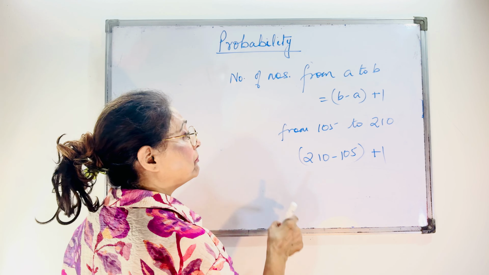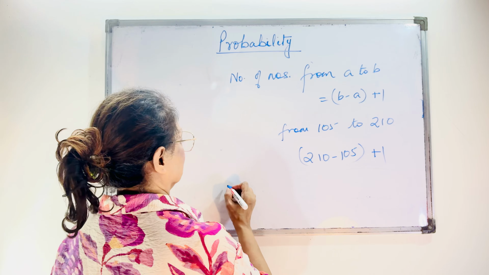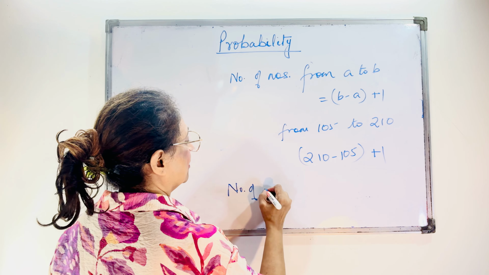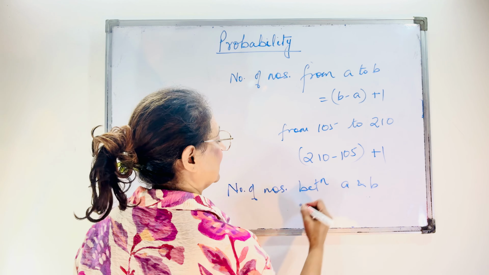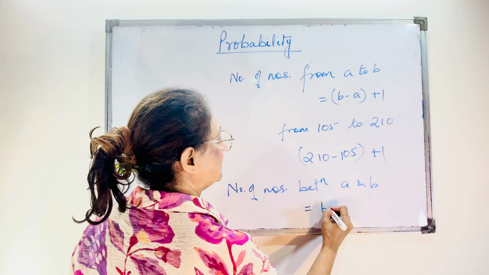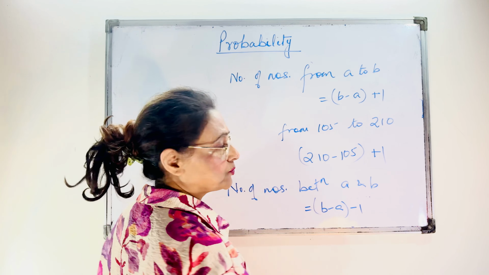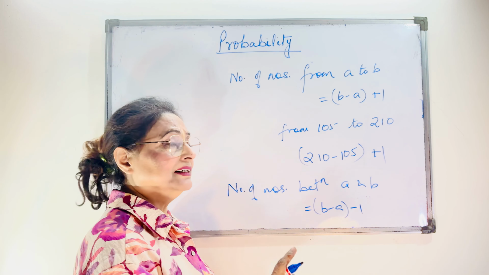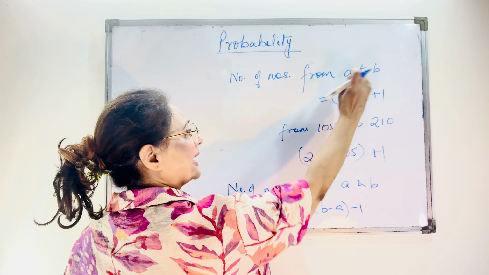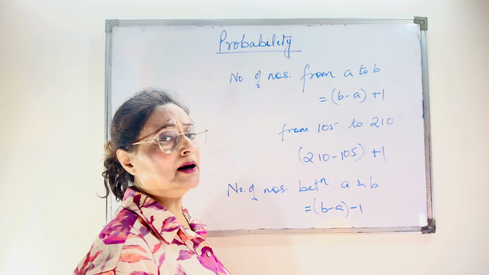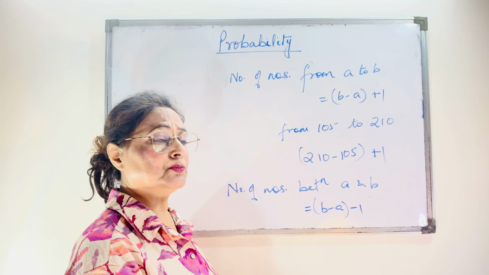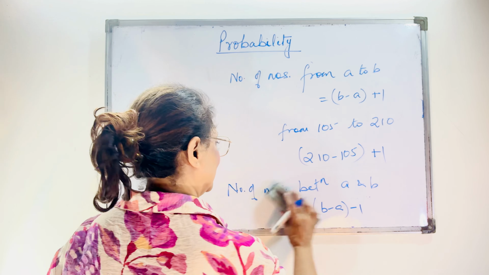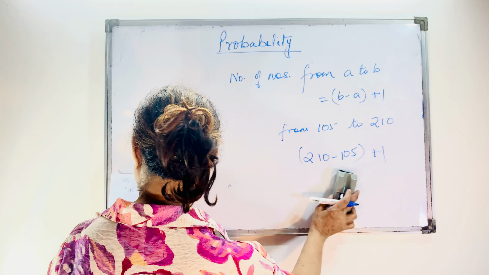And if they say the number of numbers between A and B, then this would be B minus A minus 1. Fine. The number of numbers from A to B is B minus A plus 1. The number of numbers between A and B is B minus A minus 1. So here I have a question.